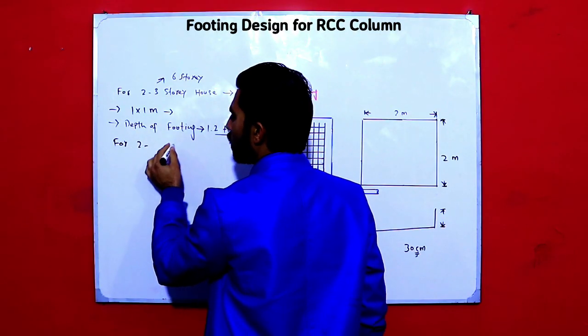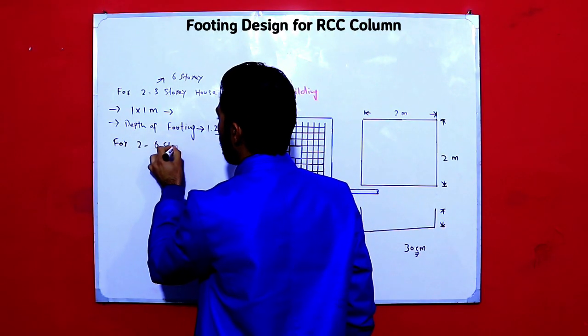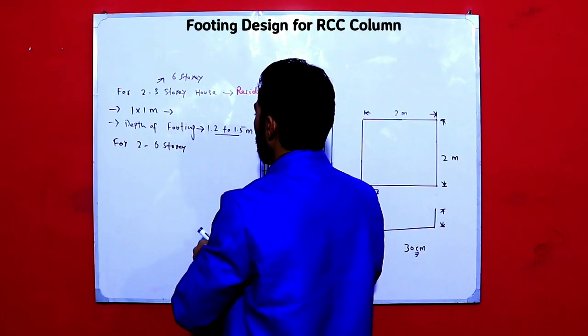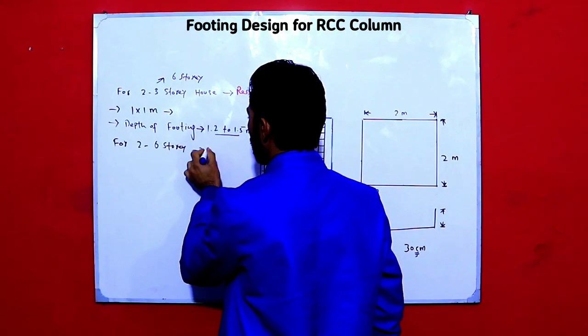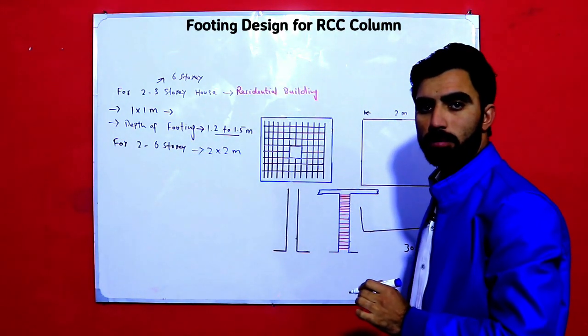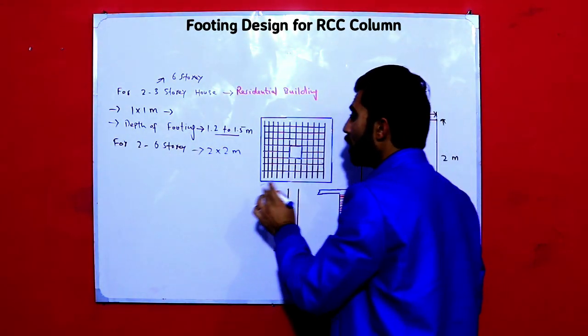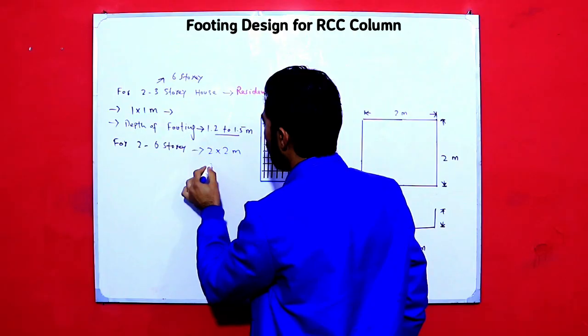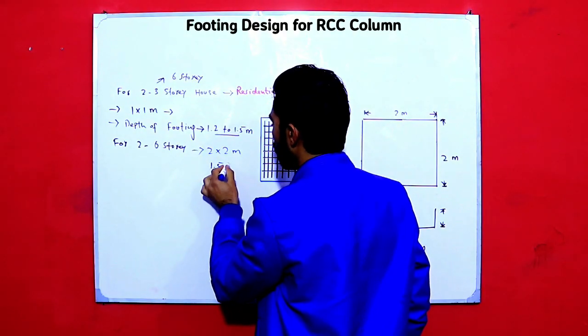For 3 to 6 stories, the size of footing should be a minimum of 2 by 2 meters. And the depth should be what? Depth should be 1.5 to 2 meters.